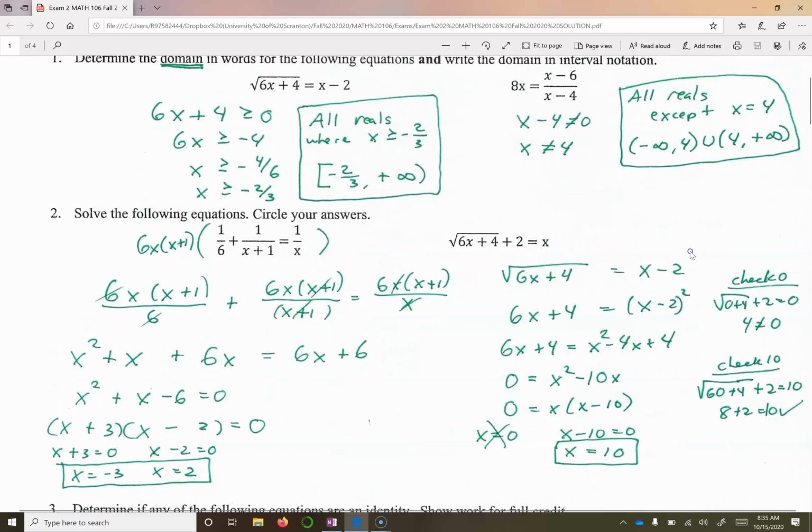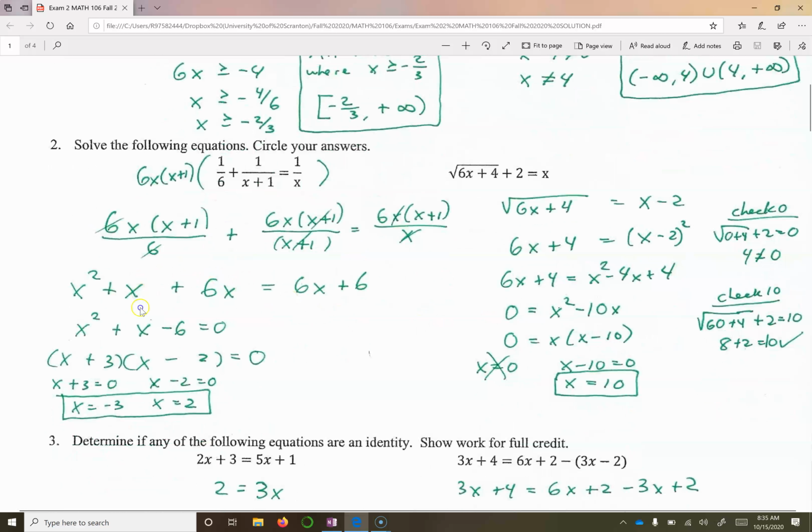All right, number 2. These were questions from section 1.5. This first one was a rational expression. So all I did, as you'll see here, is take all the denominators, 6 times x + 1, and multiply each term, and that multiplication goes into the numerator. You'll see that things cancel out, and you get down to a simple quadratic equation that's factorable, and you get 2 solutions, -3 and 2.